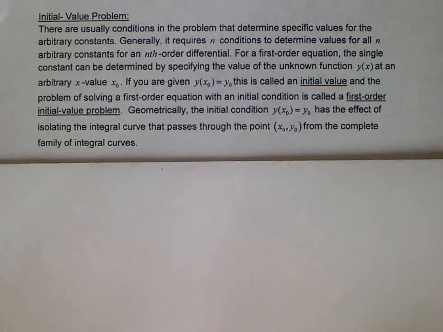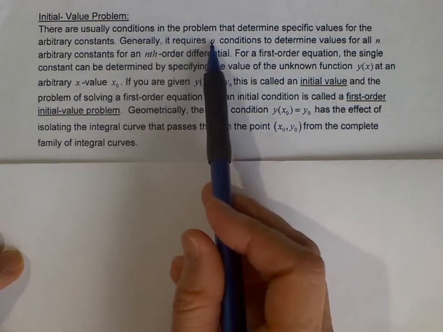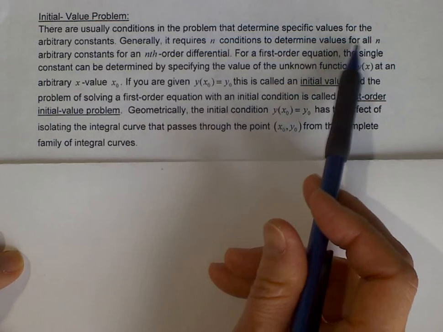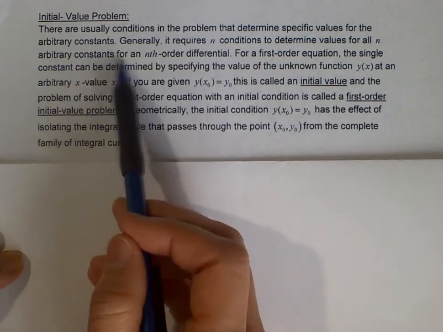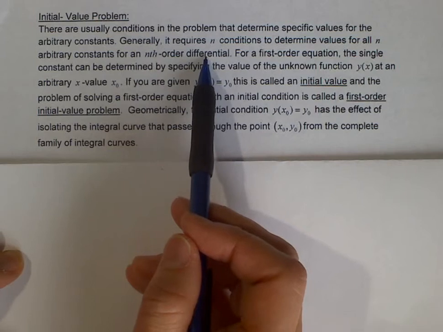This is page 3 in your class notes on section 8.1, and we'll be going over initial value problems. There are usually conditions in the problem that determine specific values for the arbitrary constants. Generally, it requires n conditions to determine values for all n arbitrary constants for an nth order differential. So that means that if you have a first order differential, so you have y prime, then you need to have one initial condition.